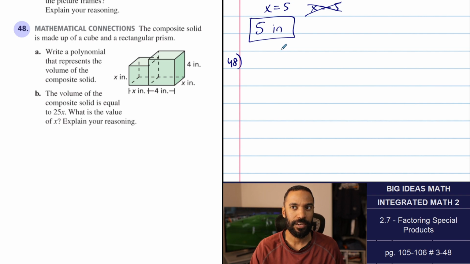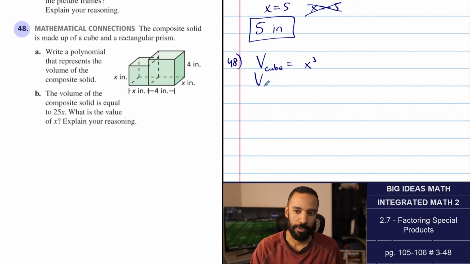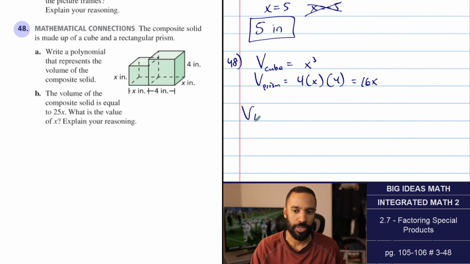So for this, to find the volume of something, the volume of a cube, we multiply all 3 sides together, or we cube them. So the volume of the cube is going to just be x cubed. It's x times x times x. And I can tell that the height, the length, and the width, whatever you want to call it, they're all x's there. So that's x cubed. The volume of the prism, we're going to multiply the length 4 times the width x times the height of 4, which is 16x. So both of them together, we add both of these together to get that. So volume of the total is going to be x cubed plus 16x.